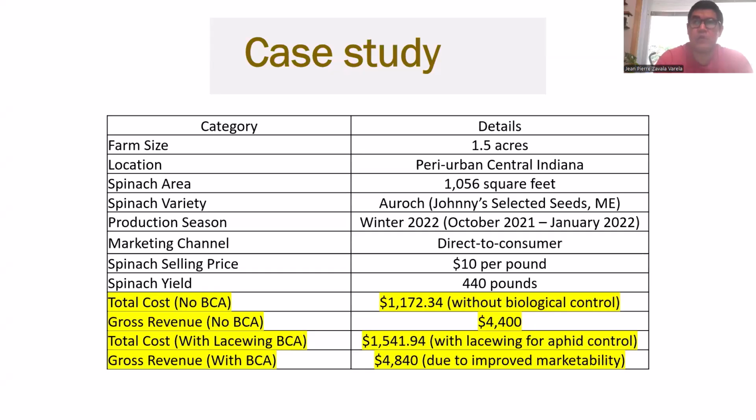The total cost with the introduction of biological control agents, of course, has to be greater because you are introducing a new technology, is $1,500. The gross revenue is also a little bit higher, because in this case the beneficial insects improve the marketability, so it was a little bit fewer than $5,000.